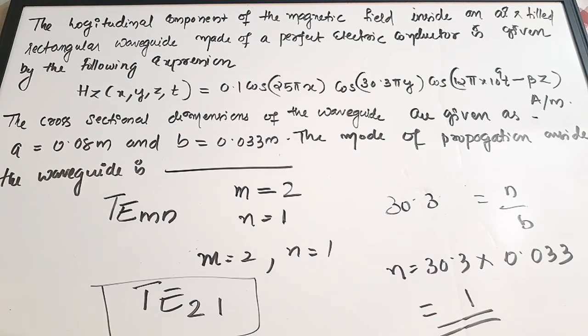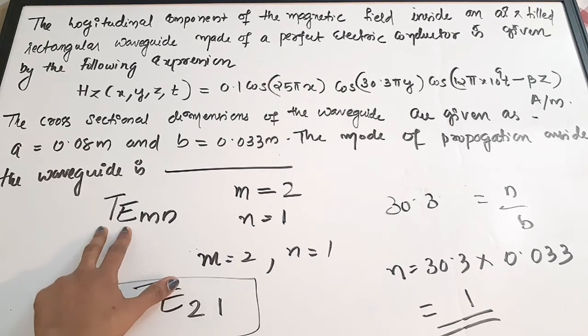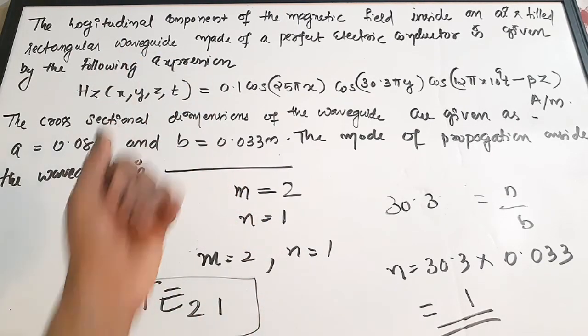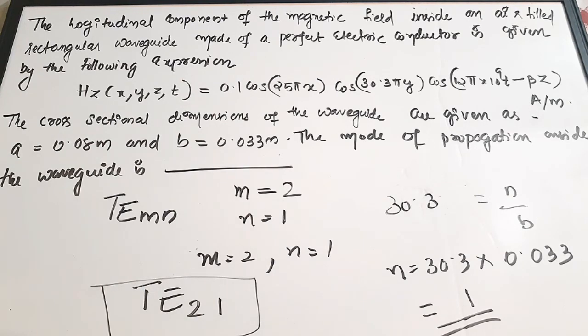Okay, I really hope that you understood how to do this question. First you have to find what is the type of mode, whether it is TE or TM. For that, apply the logic which we have applied in the beginning. Then find m and n by equating with the general equation. Then you will be finding the mode. Okay, the mode is TE21. I hope that you understood how to do this question.